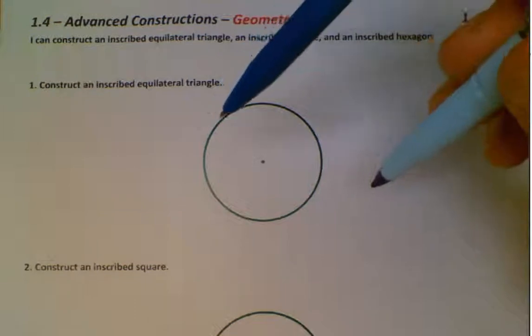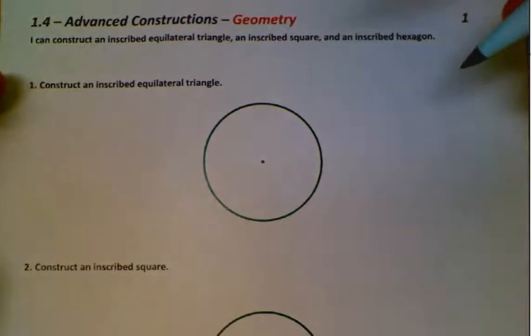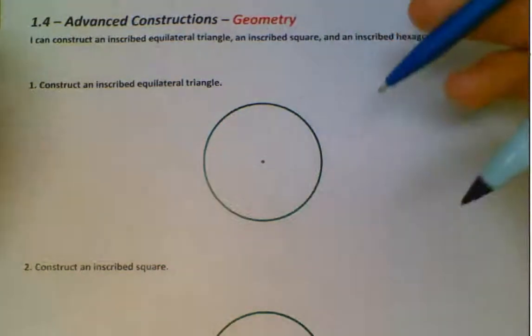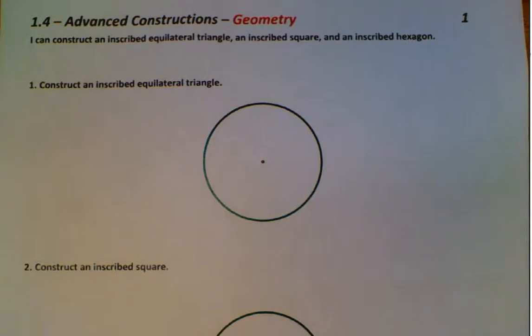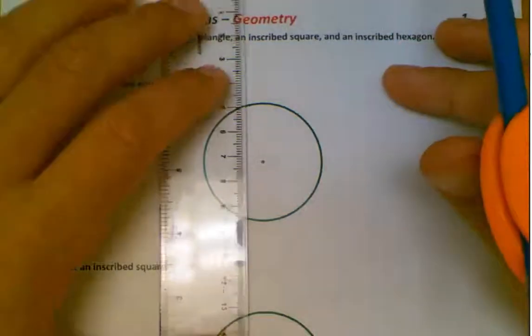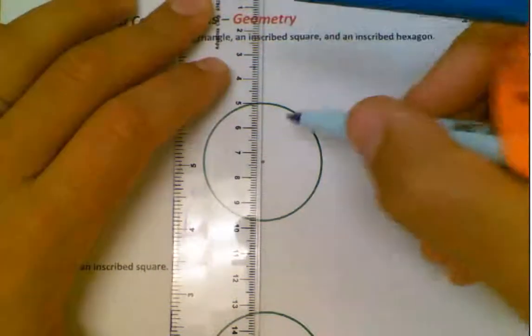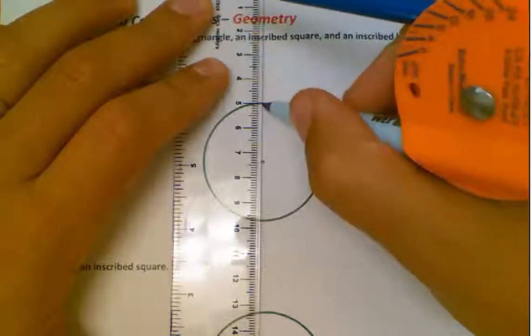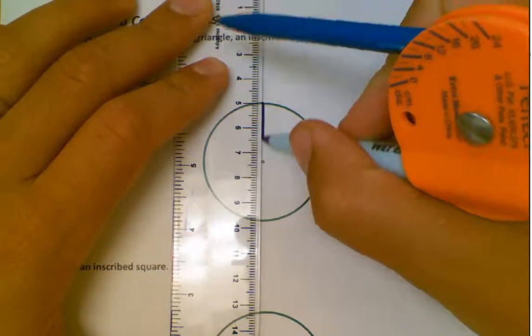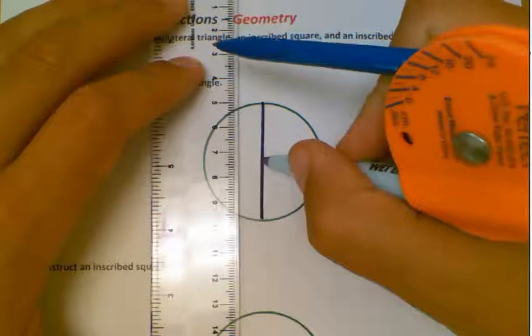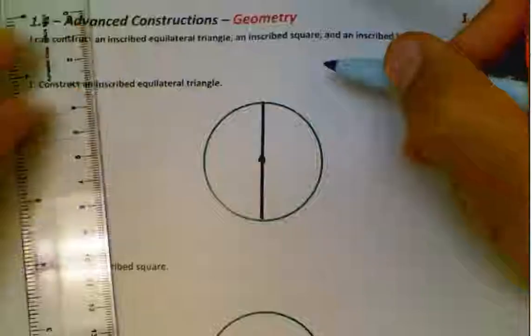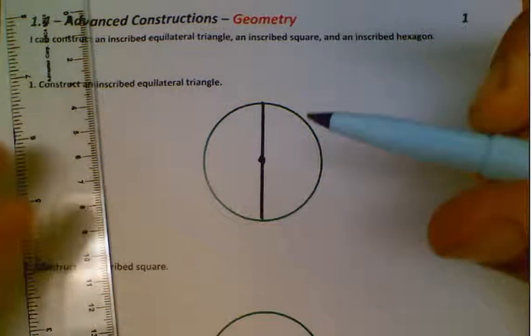Okay, so now we'll give a shot at the constructions. We want to first construct an inscribed equilateral triangle. So the way we're going to do that is we're going to start by drawing a diameter. So remember, diameters go through the center. So place your straight edge like that. Here's the center point a little bigger. Draw a diameter.